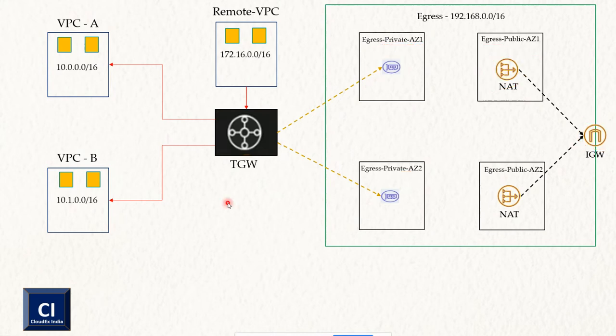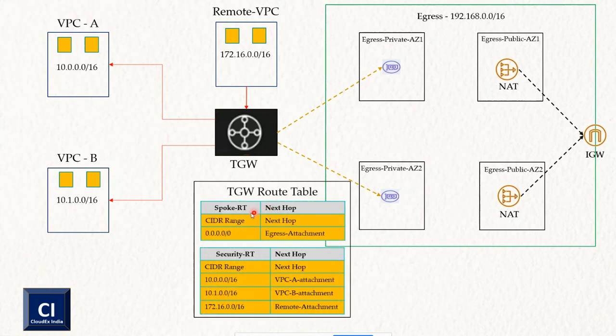To understand the communication, first you have to understand the routing. So I'll first create the route tables under the Transit Gateway. The first route table is the spoke route table. Under this spoke route table, I will associate VPC A, B, and the remote VPC, and will create a route 0.0.0.0/0, which will point to the egress attachment, which is this VPC.